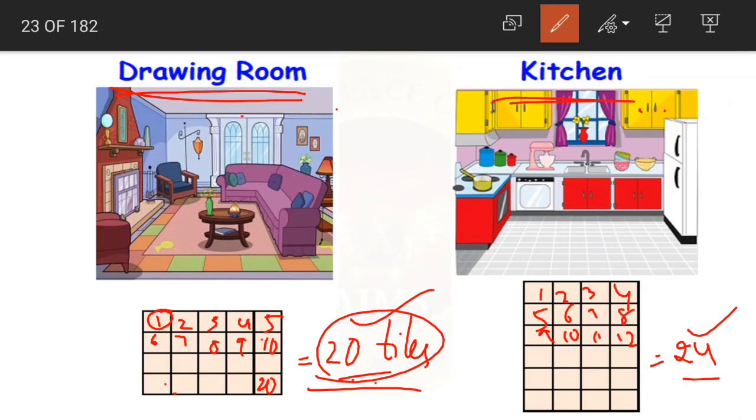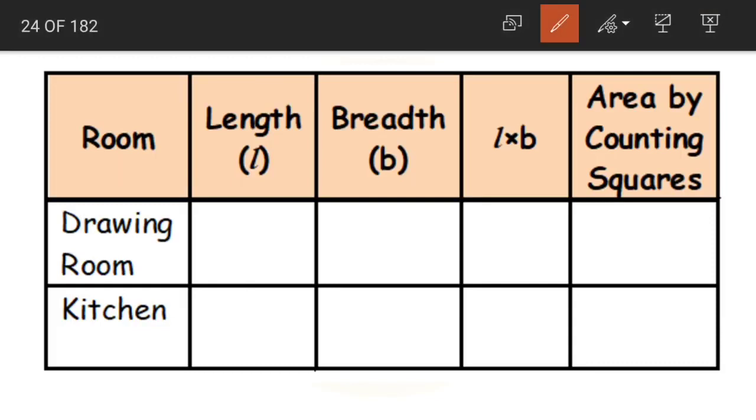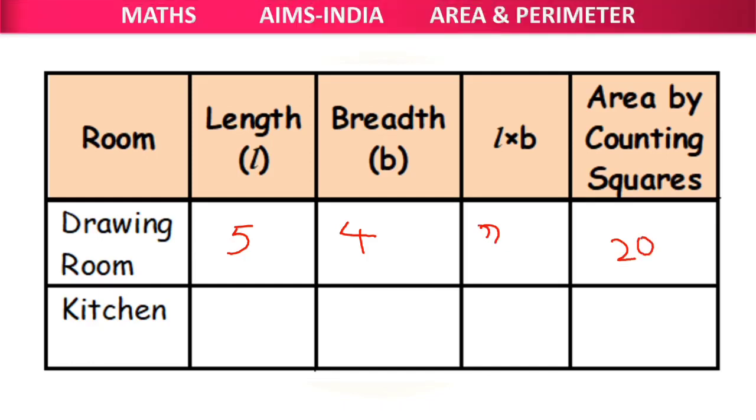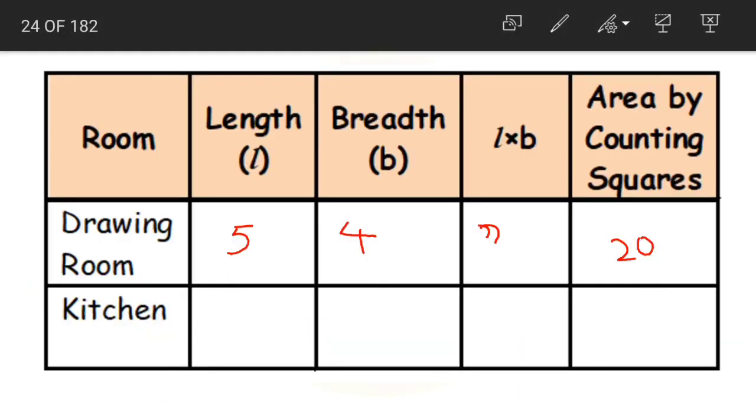What is the length here? 1, 2, 3, 4, 5. Length is equal to 5. And what is the breadth? 1, 2, 3, 4. Breadth is equal to 4. For the drawing room, length is 5, breadth is 4. The total area by counting squares is 20. Yes or no? See, we have a total area of 20 tiles here.